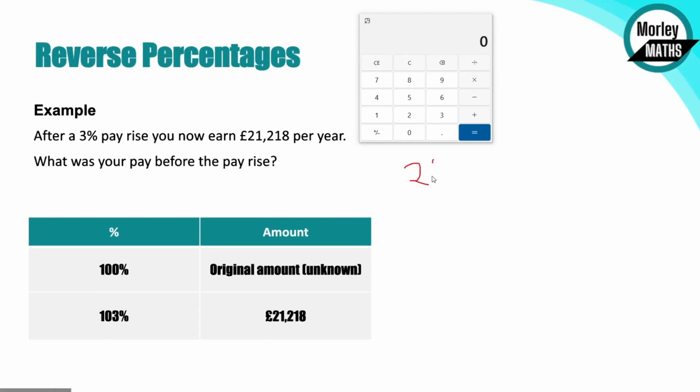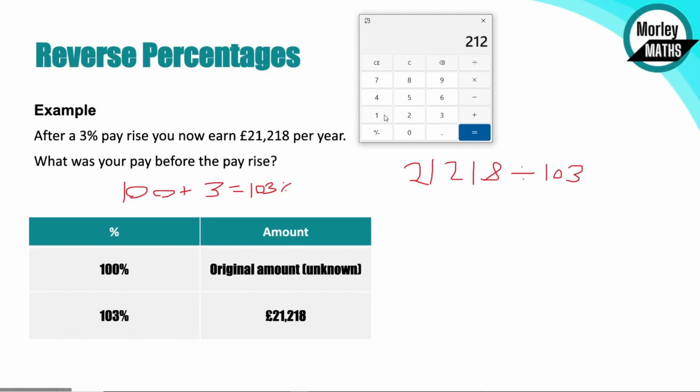We've got £21,218. Now, what we're going to be dividing this one by is 103. Why are we doing 103? Because essentially it's your old value plus 3%. So what you earn now is worth 103% of what you earned before. Whereas before we took the percentage off, we've added it on now. So this is worth 103%. £21,218 divided by 103 will give us the value of 1%, which is £206.